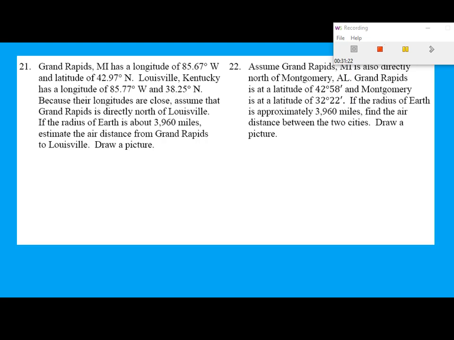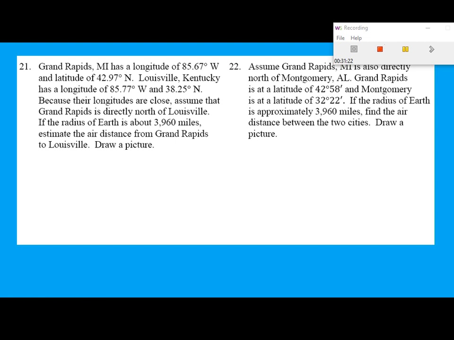Here's your number 21. It says Grand Rapids, Michigan has a longitude of 85.67 degrees west and a latitude of 42.97 degrees north. Louisville, Kentucky has a longitude of 85.77 degrees west and 38.25 degrees north. Because their longitudes are very close, assume that Grand Rapids is directly north of Louisville. If the radius of the Earth is about 3,960 miles, estimate the air distance from Grand Rapids to Louisville.